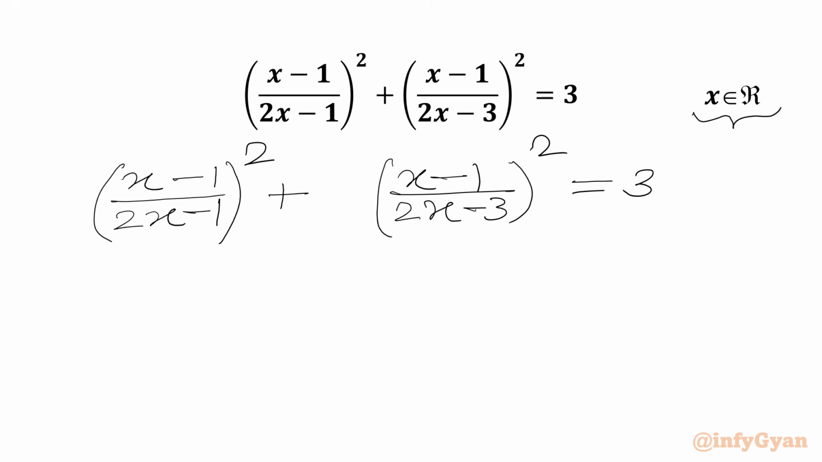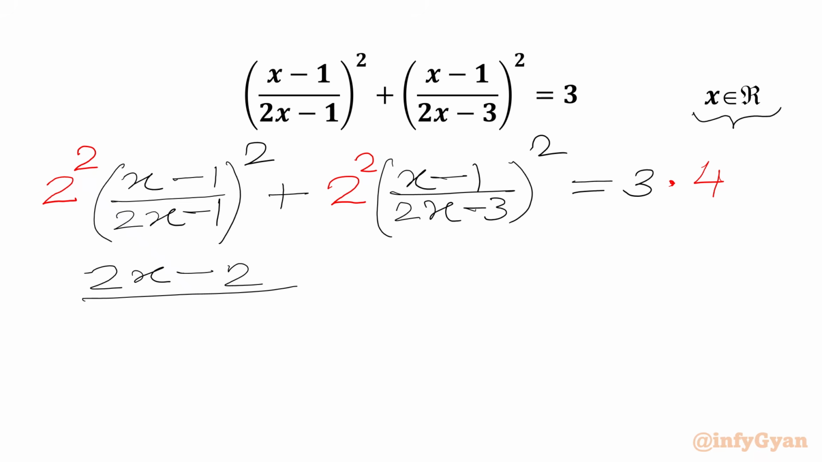Now we'll multiply our equation by 4 both sides. So 4 I can write 2 square. Here also I can write 2 square. And in RHS I will write 2 square is 4. Now we will multiply this 2 square with x minus 1 whole square. As our exponents are same, we can simply multiply our base number. So 2 will be multiplied with x minus 1. So I can multiply and write 2x minus 2 in the numerator. In denominator, it is unchanged 2x minus 1.